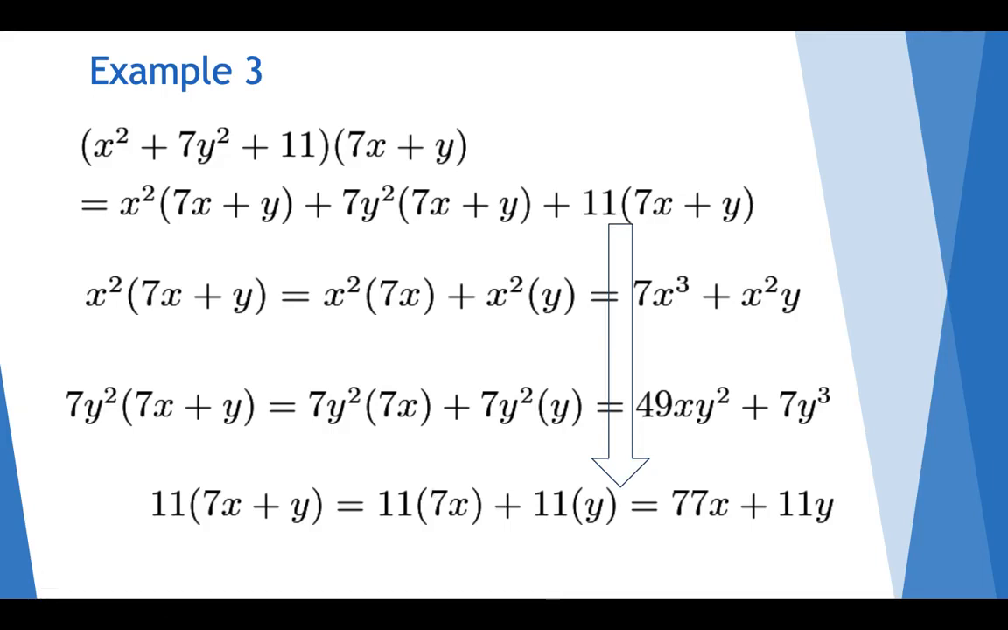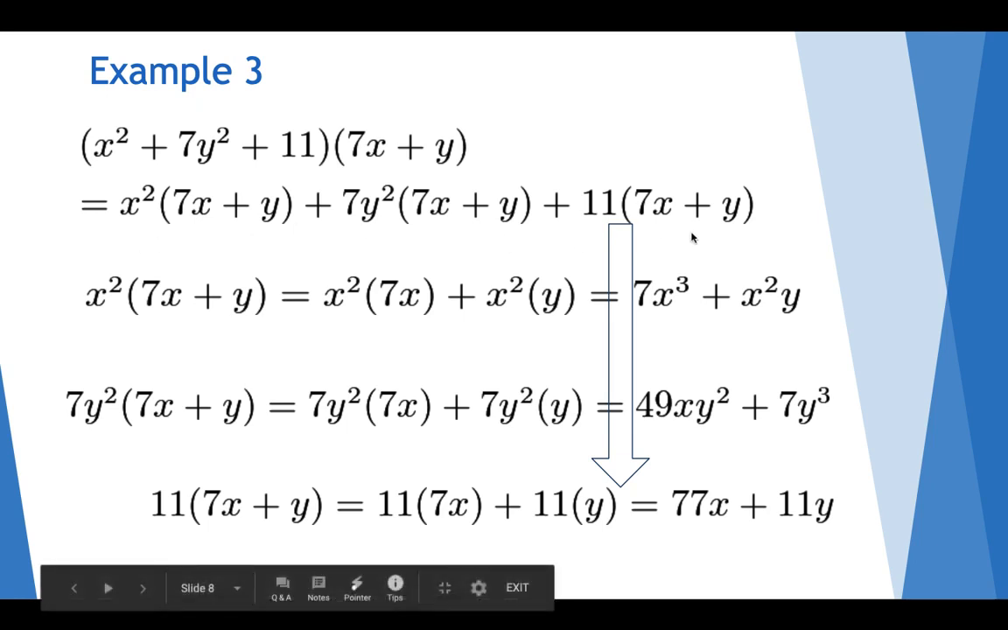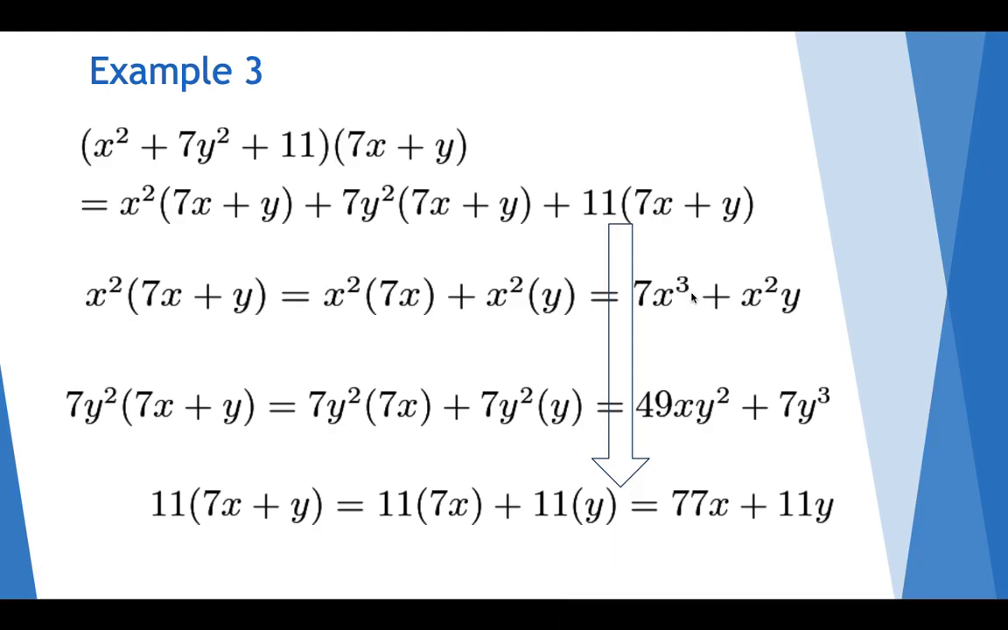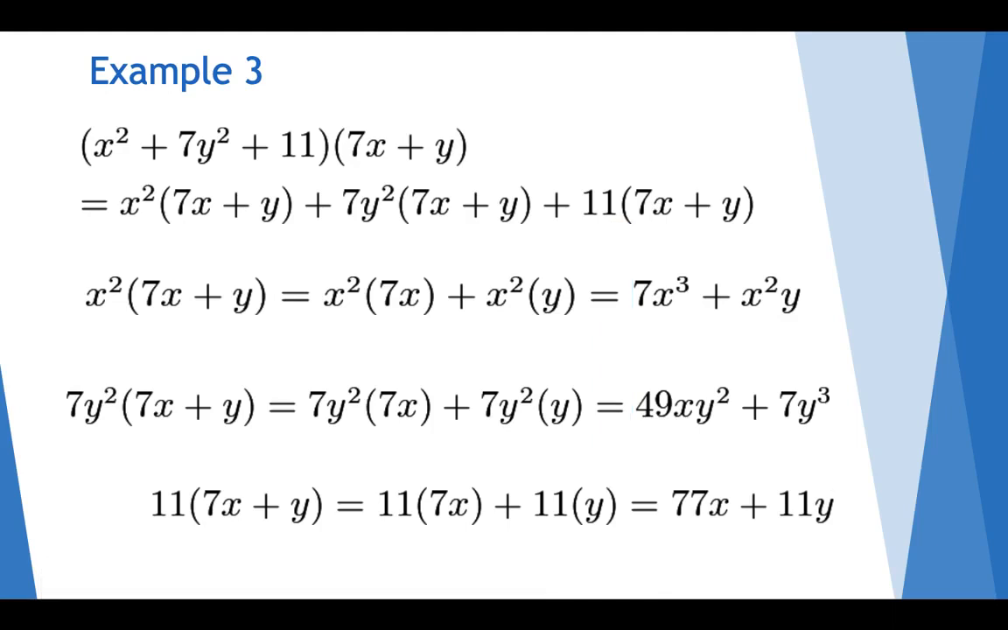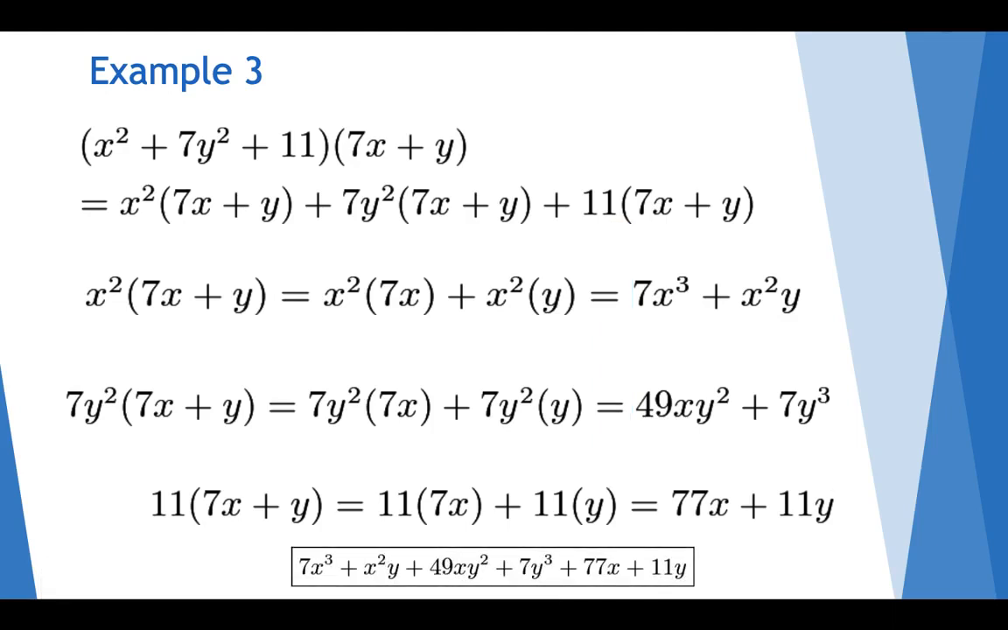Now, to get the final answer, we have to add these three up. And since there are no like terms, x cubed, x squared y, xy squared, y cubed, x and y are all separate terms, we can't simplify anything, so we have to just write it as is. 7x cubed plus x squared y plus 49xy squared plus 7y cubed plus 77x plus 11y.